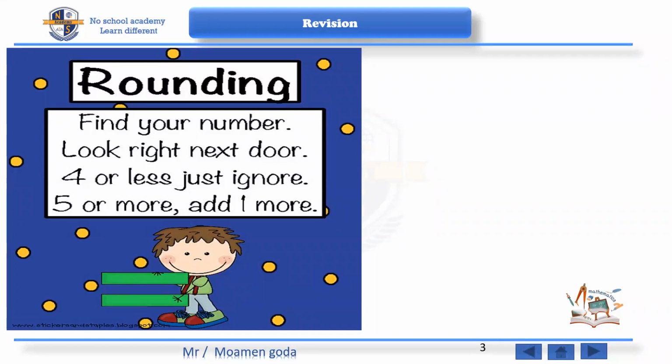Let's remember what we finished in session 2. We were talking about approximation, and we have here some steps to finish our approximation. First, you have to find your number, which place value we will make approximation to. So I have first to find my number, then look right, next door. Remember, and concentrate here: I have to look right, not left. So you will look right, the next door. If you found at next door 4 or less, just ignore. 5 or more, add 1 more.